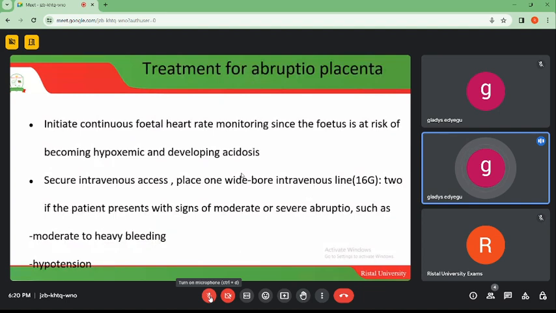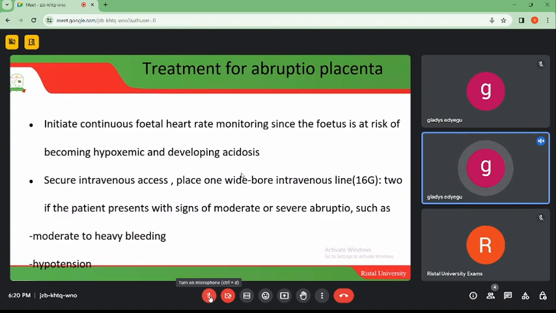So what are we going to do after having done the investigations and we have realized that it is actually placenta previa? What are we going to do? So as a health worker, after you've done your investigations, you need to initiate continuous fetal heart rate monitoring, since the fetus is at risk of becoming hypoxic and then also developing acidosis. So you need to do this to make sure that this baby is monitored well, so that you can be able to deliver immediately to save the life of this baby.